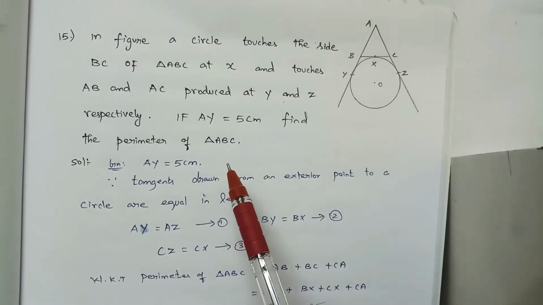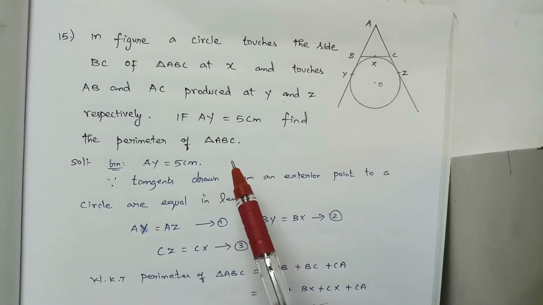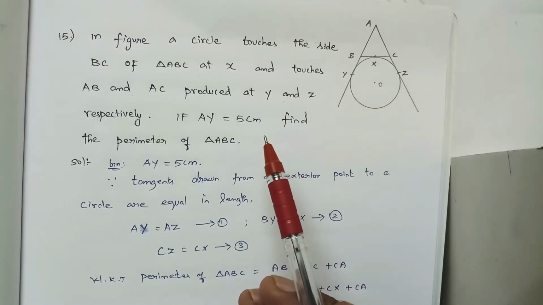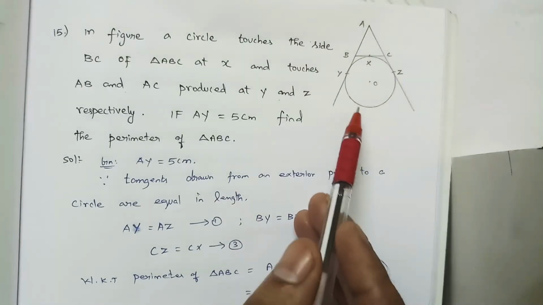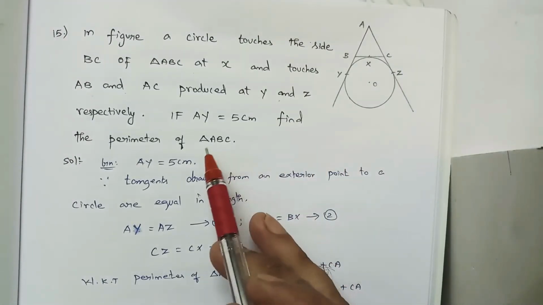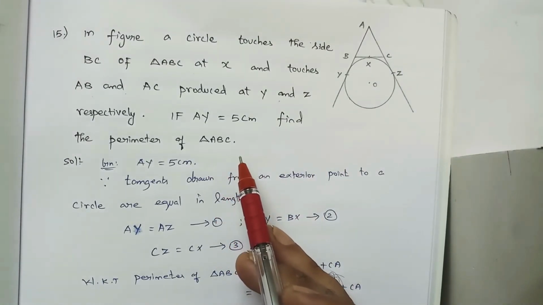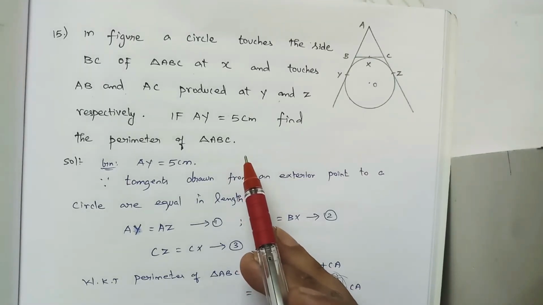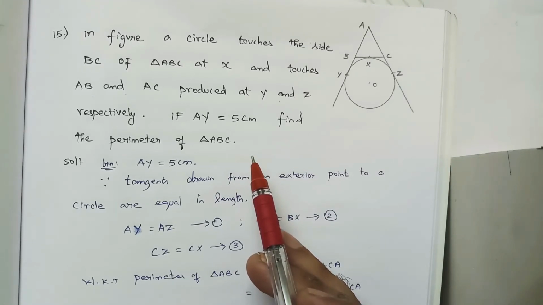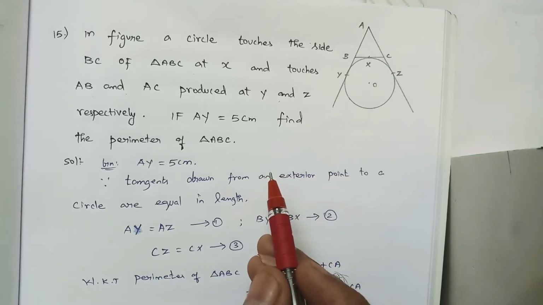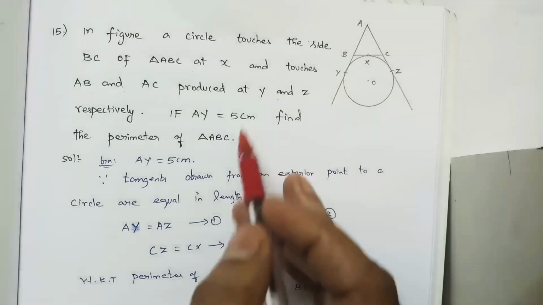If they are asking in 1 mark, we can use the property directly. But if they are asking in 2 mark and 3 mark, we have to do the proof. Finally we substitute the value and find the perimeter of triangle ABC. Keep that property in your mind for understanding, and when they ask you to find it directly in 1 mark, you can find it directly. So here we have to do the same proof.